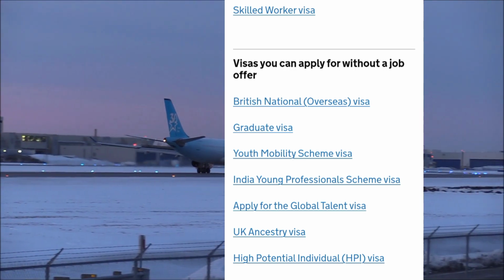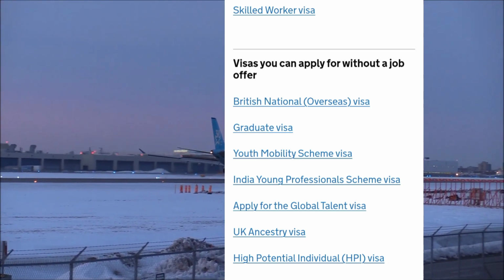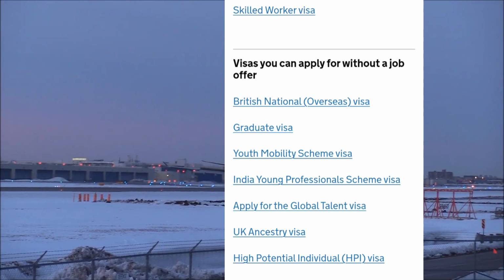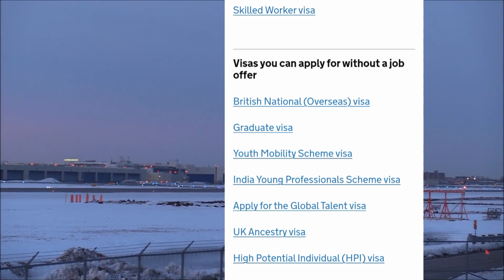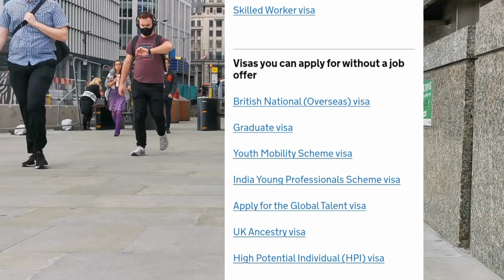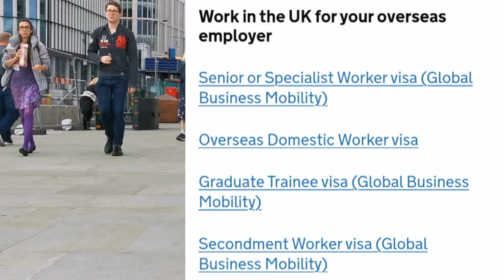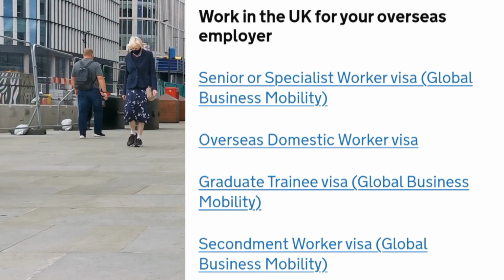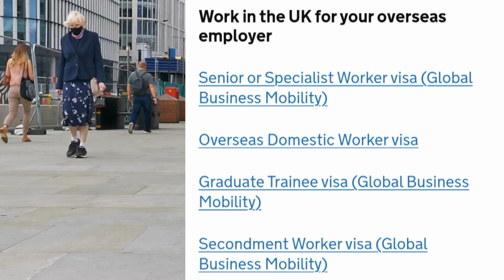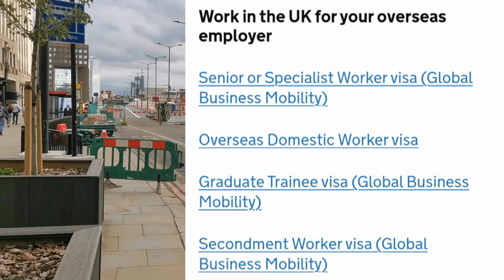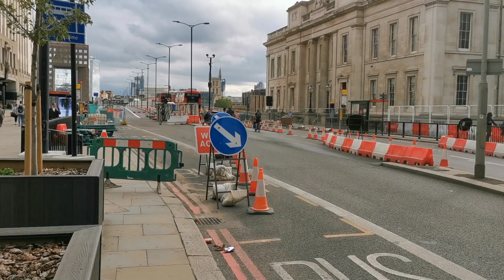Now, when you do that, you have another page to show you different options. British National Overseas Visa, Graduate Visa, UK and others, higher potential individuals, and so on. So there are so many, and also UK visa you can apply for without a job offer. All these things are what you're going to see out there. Then you scroll down and choose accordingly. Once you have chosen the type of visa you need, you click on the apply button you're going to see at the bottom of that page. Then follow the instructions to create an account with the website and start your visa application.